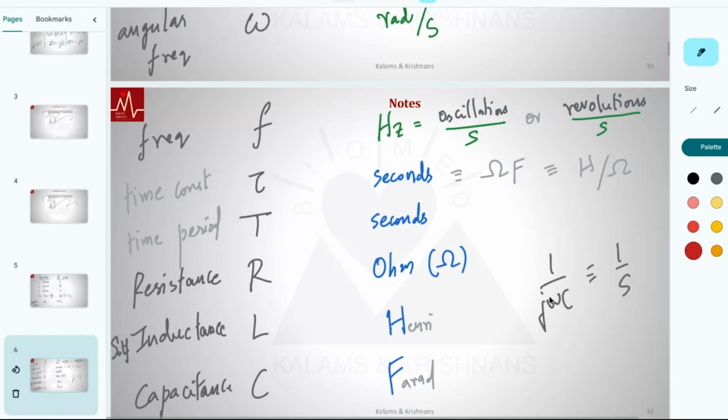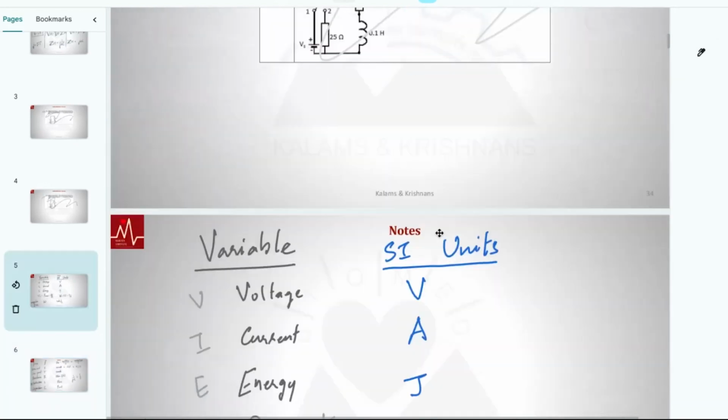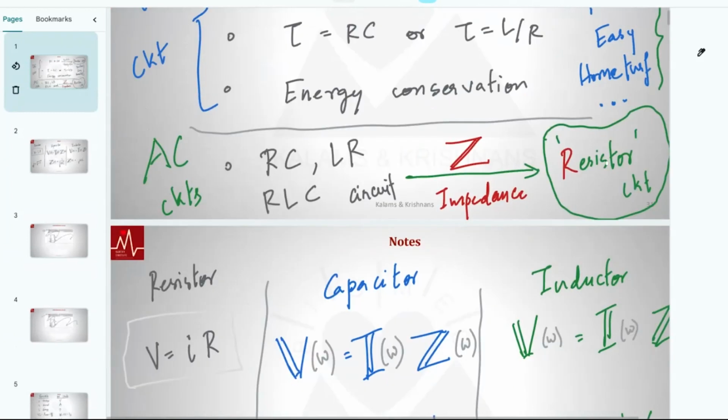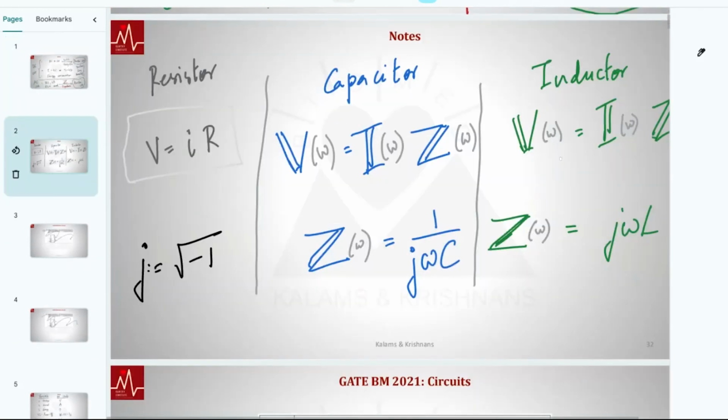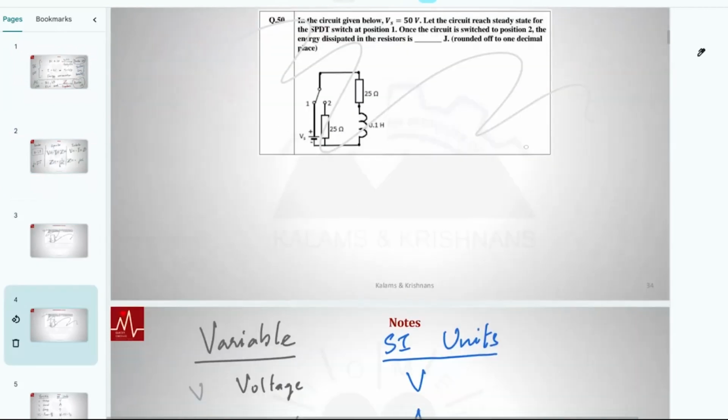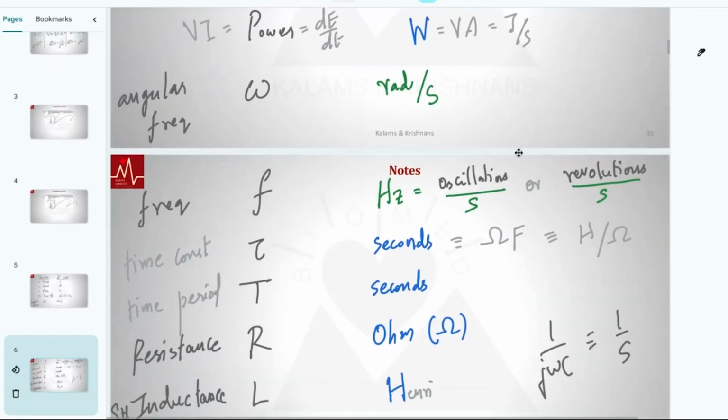No. It's not 1 by RC, then it's 1 by second, but no. In fact, I already told you, if you know complex numbers and impedance, any circuit is essentially a resistance circuit, and you can solve all of the GATE questions. But another huge trouble here is with the units. Units are typically where they set a trap.